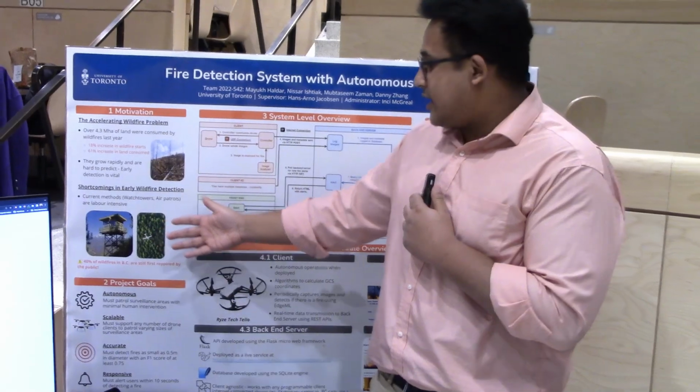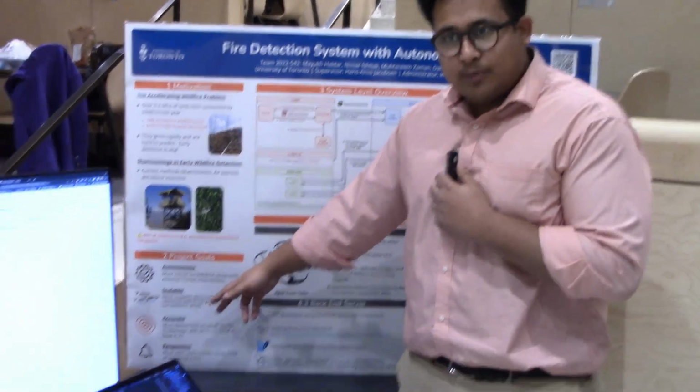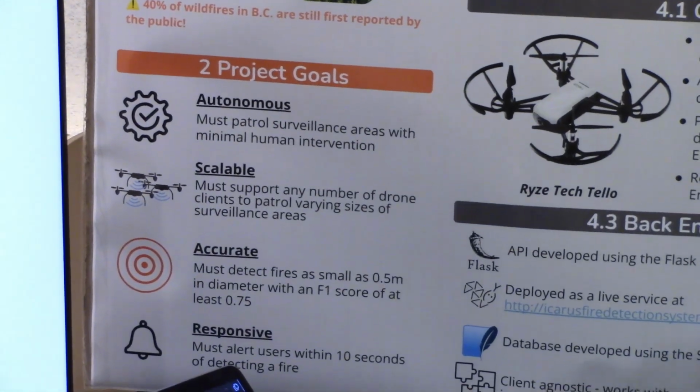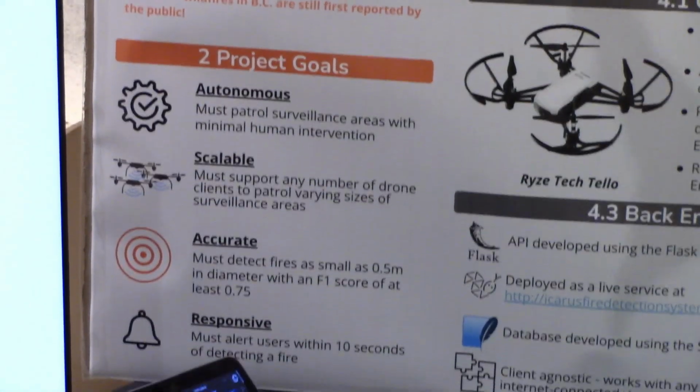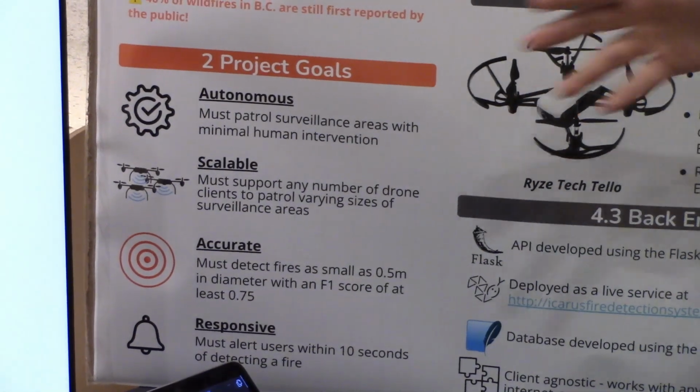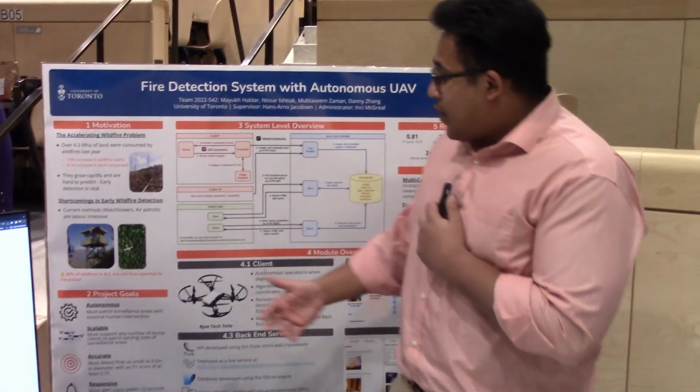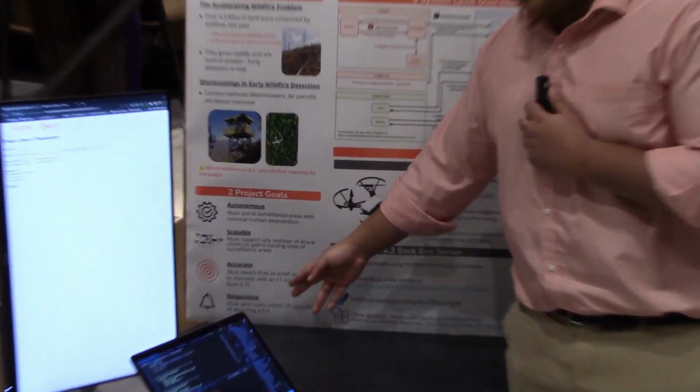obviously because the gap here is that the current systems are labor intensive. We also want it to be scalable because throughout the year, the government publishes a fire weather index, and depending on different parts of the year, different areas of Canada are at high risk of fire. So we want to be able to add and take away drones as the area we need to cover increases and decreases. We also want the system to be accurate and we want the system to be responsive.